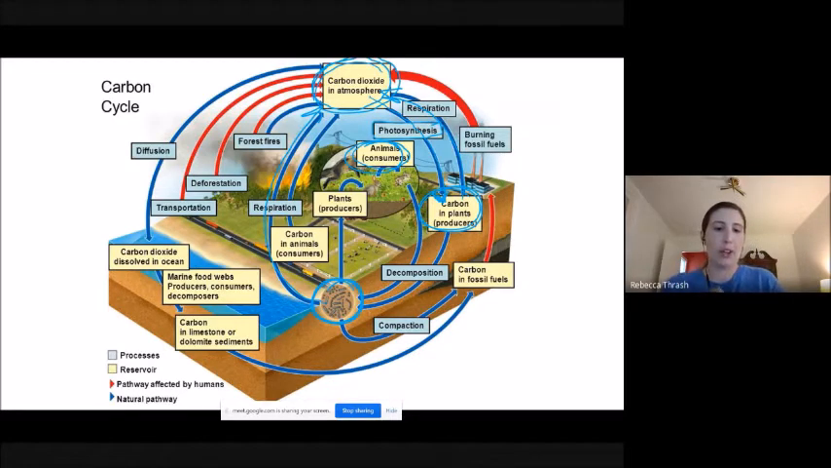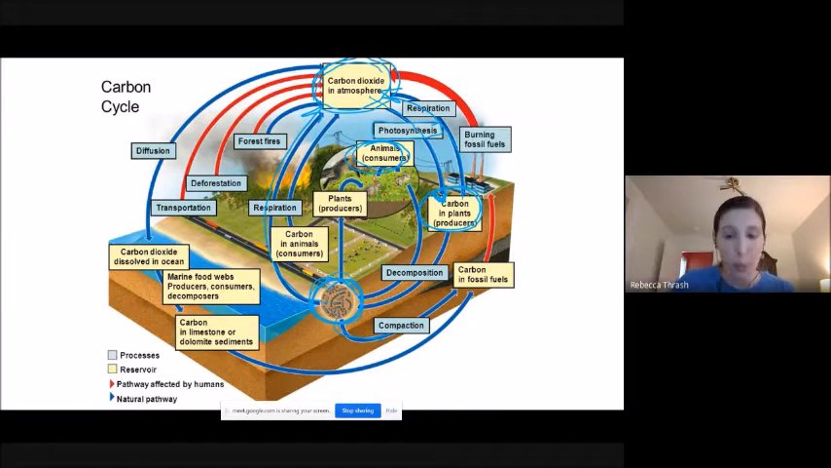So what are some other natural pathways? Some of this carbon in the soil is being consumed by bacteria, but some of it can actually become compacted over time. It can be incorporated into soil sediments, and then layers and layers and layers compact those underneath.